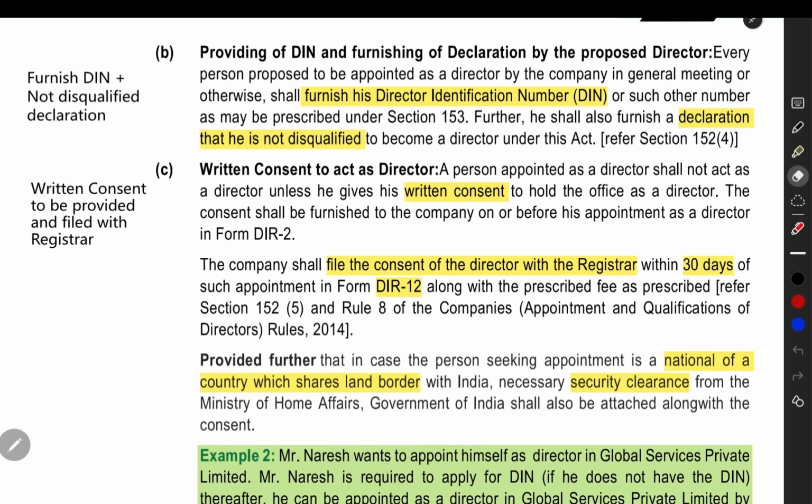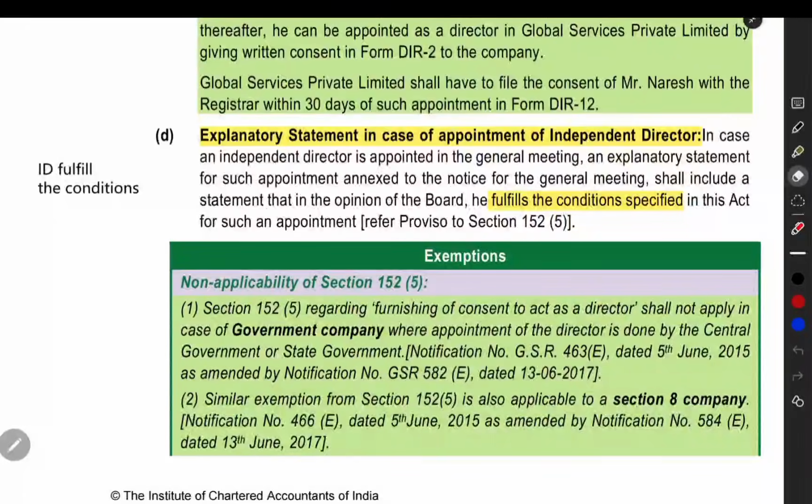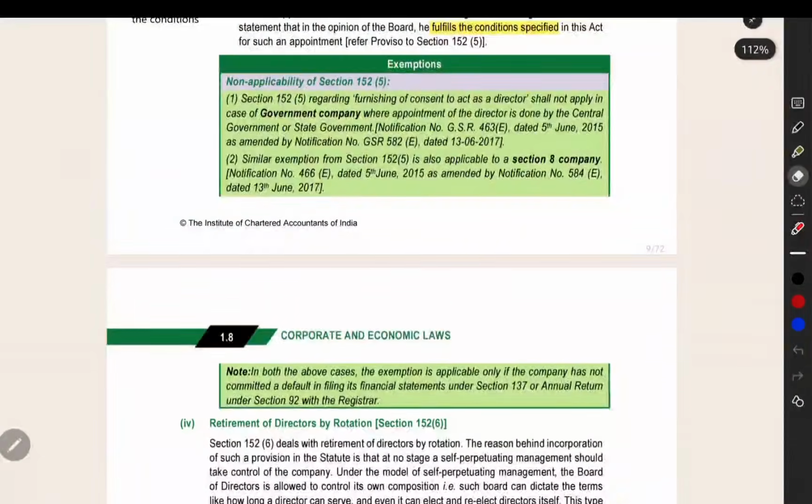And then the person who is going to be appointed as a director should give us a written consent that he willingly is going to be appointed as a director. His written consent must be there, and that consent should also be filed with the registrar by the company. And explanatory statement. If the director is being appointed as an independent director, he should fulfill extra conditions also, which we will be seeing later. We have some exemptions also here, which you can read by yourself.